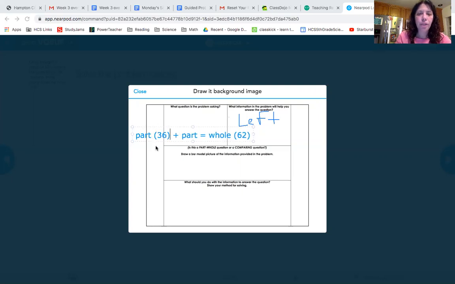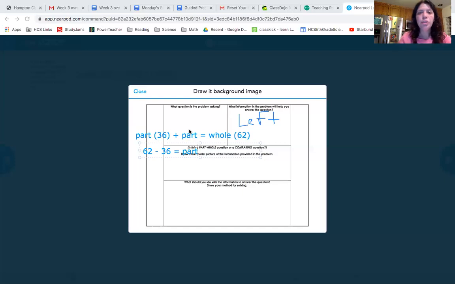So I know this part and I know the whole. I don't know this part right here. So how am I going to figure that out? What we're going to do, boys and girls, is create a subtraction problem. We're going to take our whole number, which is 62, and subtract the number we do know, which is 36. And that's going to let us know what the other part is.